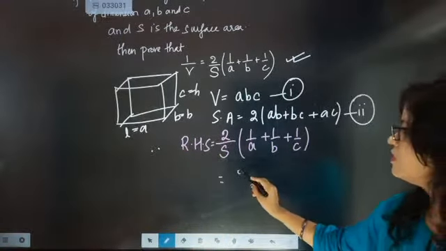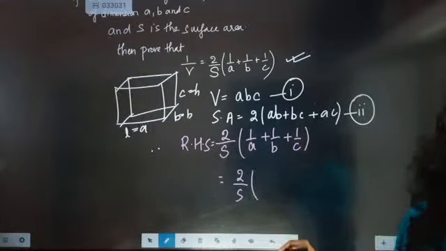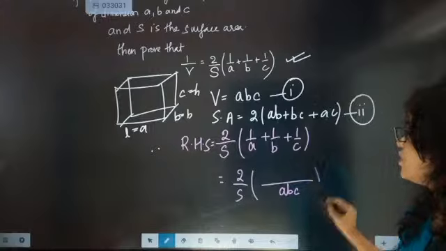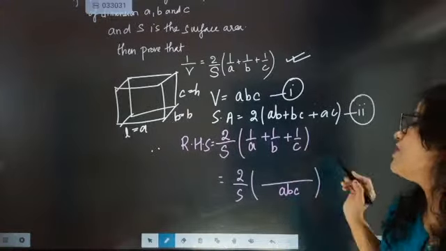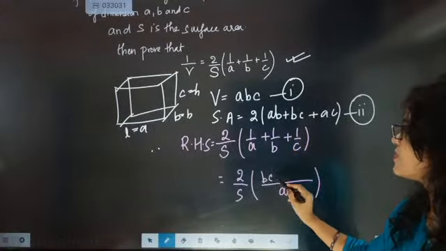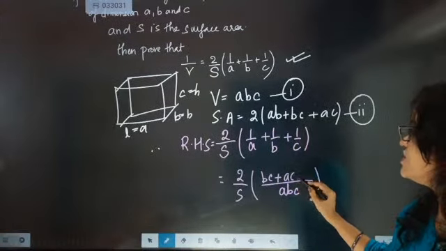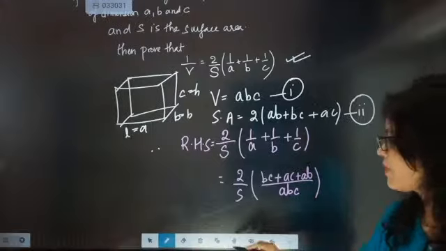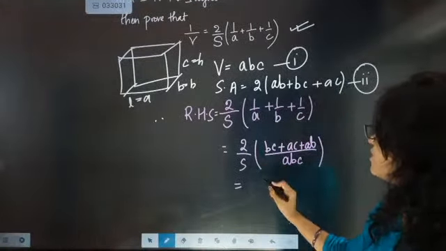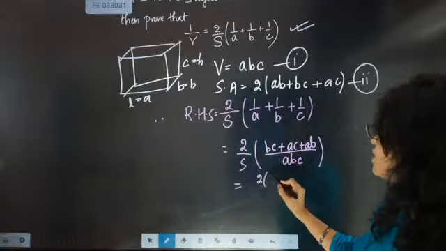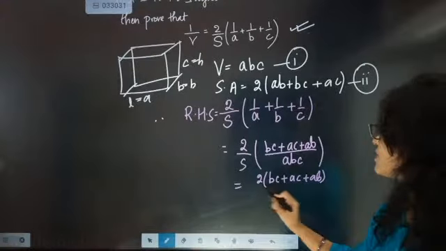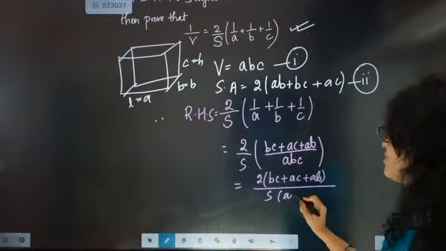Now, 2/S, the first work is we will take the LCM. So ABC will be written. Next, here A is there, so BC will go up. Here B is there, so AC. C is there, so AB. So now it will become 2 times (BC plus AC plus AB) by S into ABC.